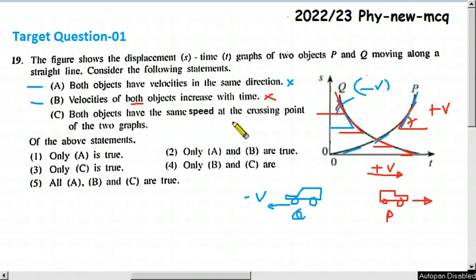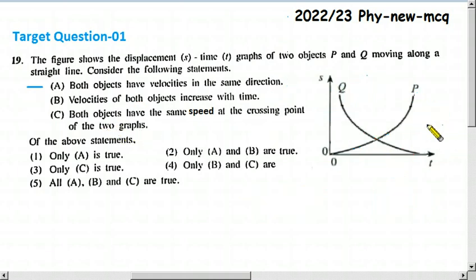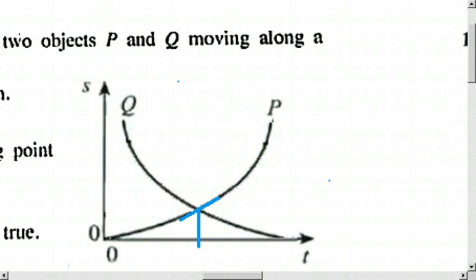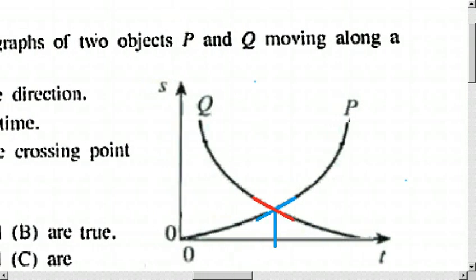Both objects have the same speed at the crossing point of the two graphs. So the crossing point is here. So you can see both graphs have the same angle but in opposite direction. Same angle, symmetric. The angles are the same, but the direction of this one is negative, since the direction of this one is positive, but the magnitudes are the same.